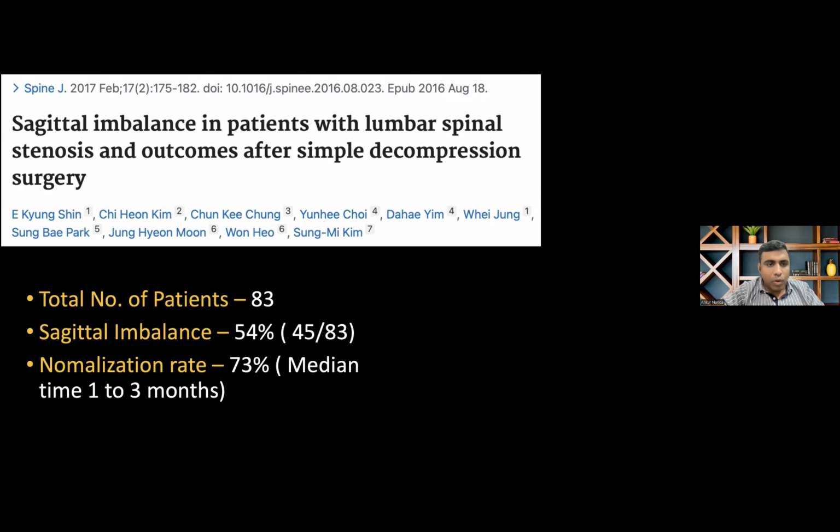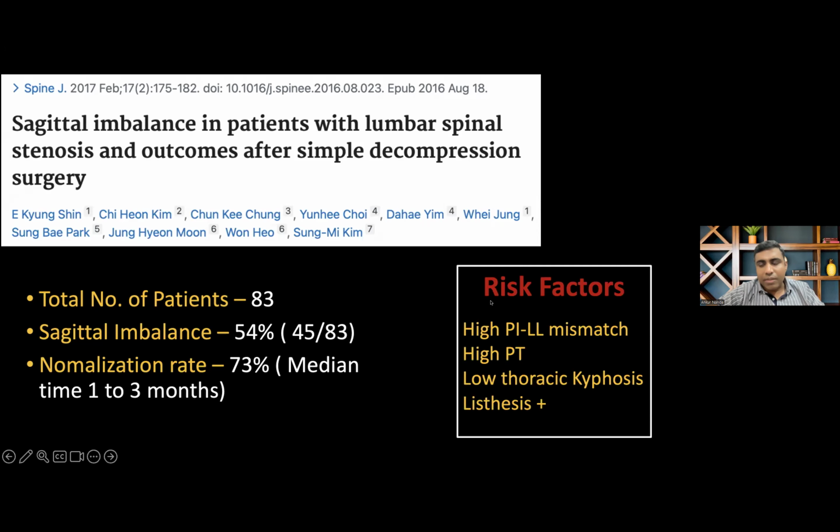So in this paper, what they saw was that at least 50% of the patients had sagittal imbalance before surgery, and decompression surgery alone basically corrected sagittal imbalance in 74% of the patients. Which patients would require a fixation or correction? What are the risk factors?